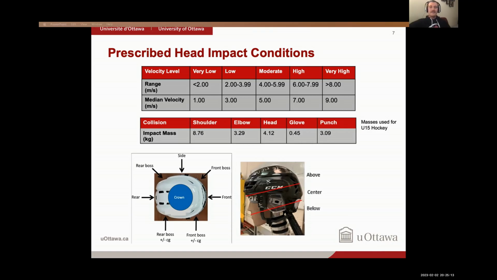And then finally, we have the elevation on the head. This is with respect to the center of gravity. Right here, we have the center of the head. Above would be 2.54 centimeters above this center of gravity, and below would be 2.54 centimeters or anything below that.